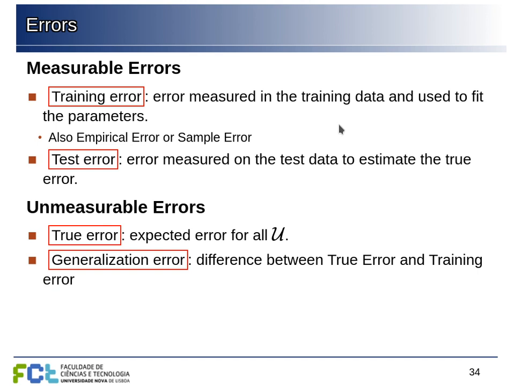Now, there are some errors that we cannot actually measure. The true error is the average or the expected error for all the universe. We cannot measure that because we don't have the whole universe of points. And the generalization error will be the difference between the true error and the training error. And this is something that we cannot measure either.